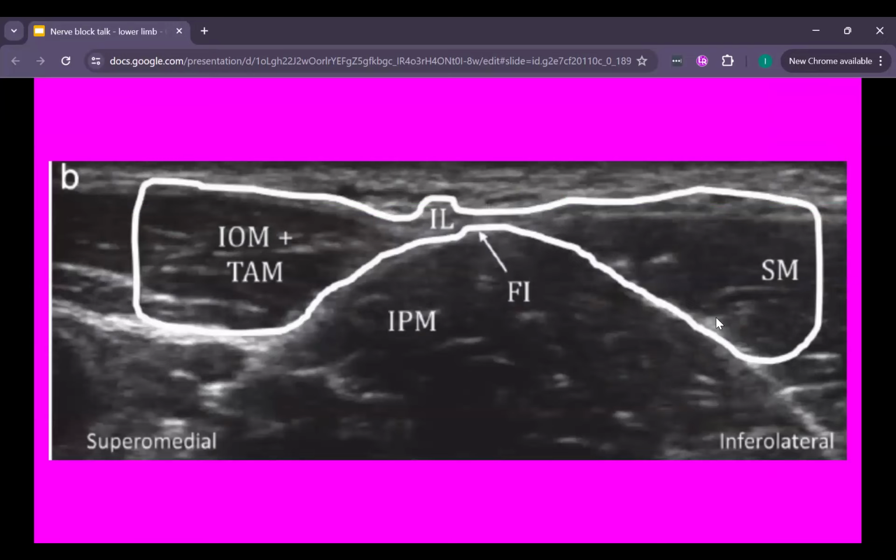Again, just reinforcing the bow tie appearance that we'll be aiming for. So we've got that fascia iliaca, the thin part in the middle, with the two triangular shaped muscles: the internal oblique muscle on the left, and then the sartorius muscle inferiorly. You can see the vessels on the left side of the screen, the deep epigastric vessels, quite obviously there on the left side of the screen.